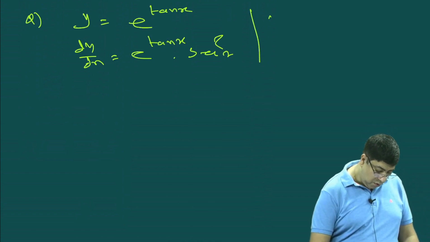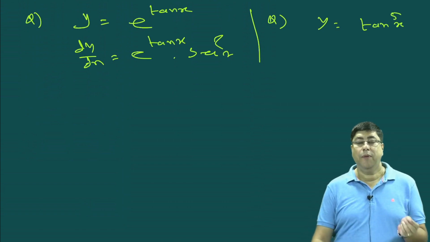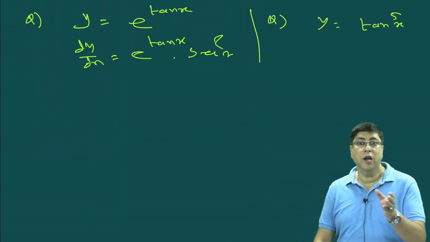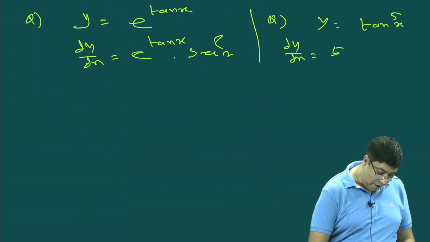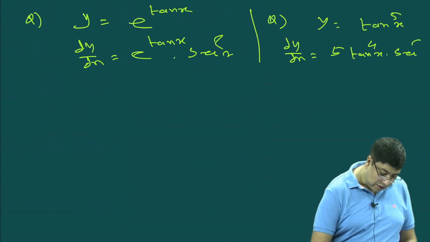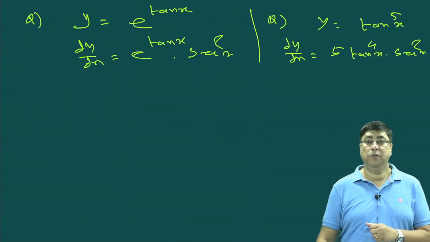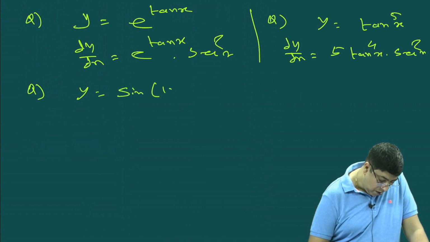For example, y equals tan to the power 5 x. So actually tan to the power 5 means t to the power 5. So t to the power 5 means 5 t to the power 4 into derivative of tan x. So we can write this as d dx is 5 tan x to the power 4 into derivative of tan x, which is sec square x. In this way, in the shortest possible method, we can solve this type of substitution. For example, one more example I am showing you, y equals sine of log x.